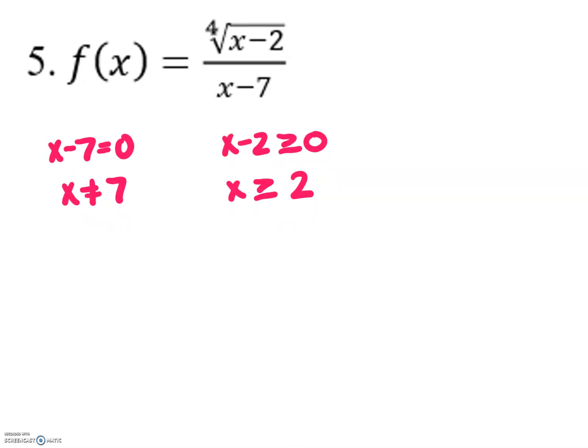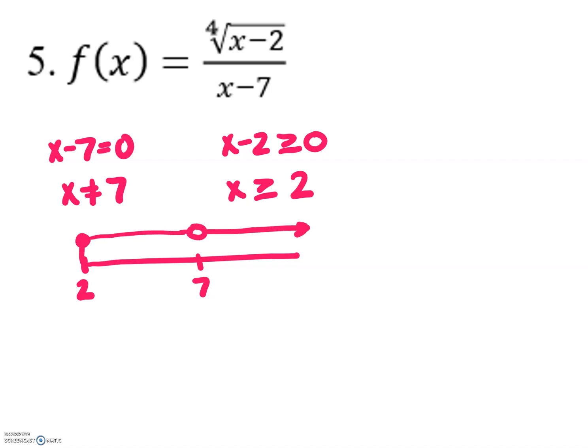Now if I take a look at this, I'm saying x has to be greater than or equal to 2, but it cannot equal 7. Well, 7's in this interval. So it may be helpful to draw this out. So it says I'm starting at +2. 7 is somewhere. Alright, so it says it can equal 2. So I have a closed circle. But when I get to 7, I'm going to have an open circle, and then I'm going to continue on.